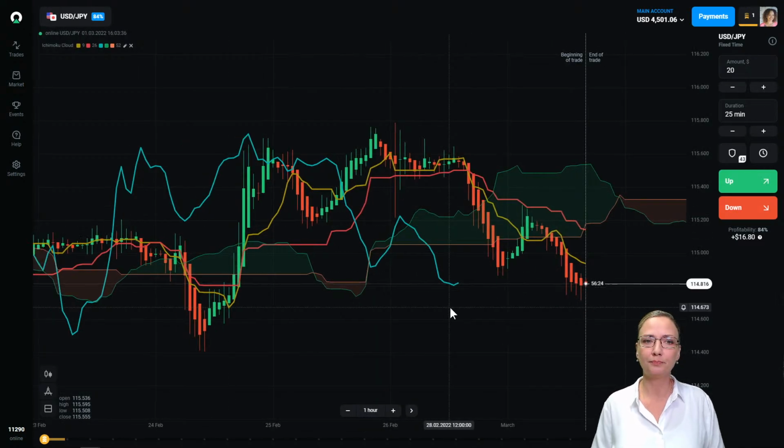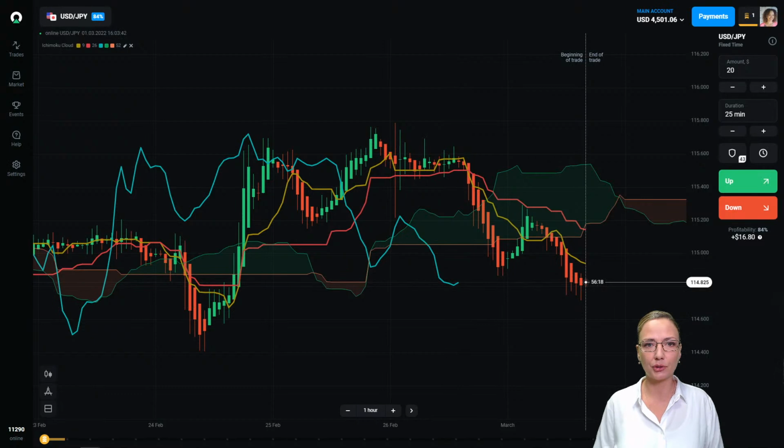A few things that I want to mention. This strategy works best during a trending market, whenever we see movement in a certain direction versus a flat sideways movement. Another important thing is that this strategy works best on higher time frames.